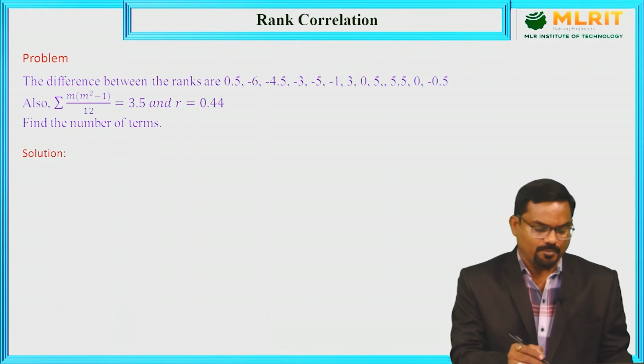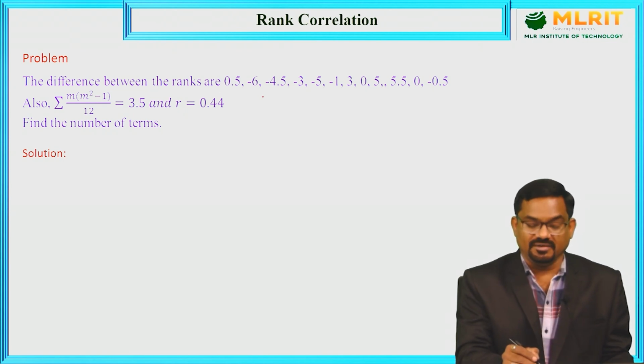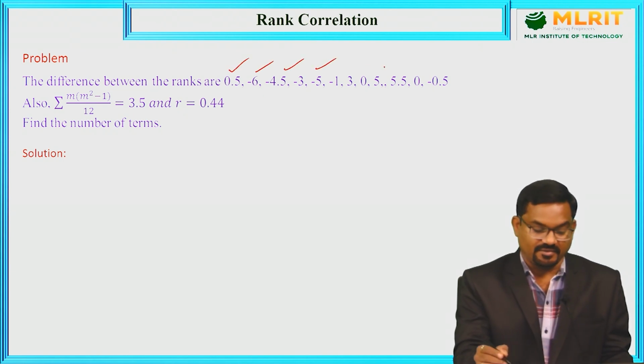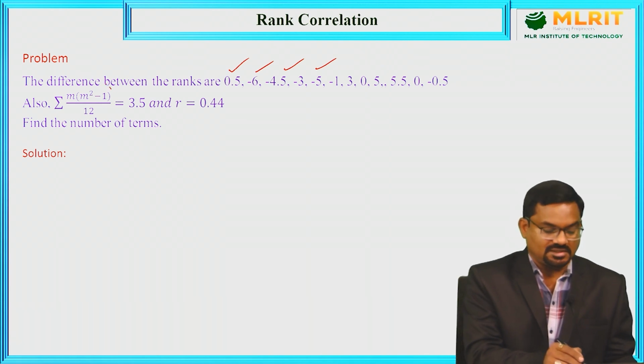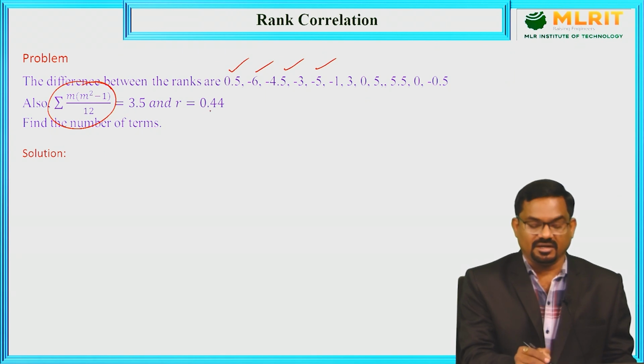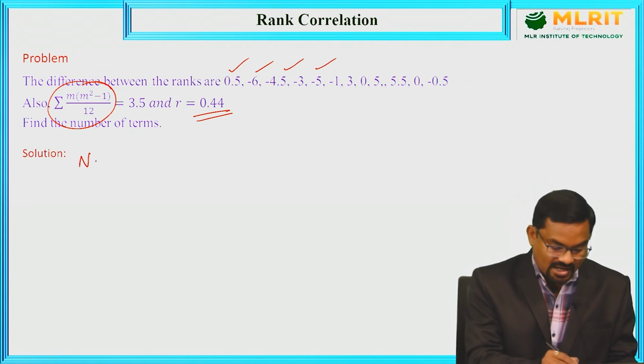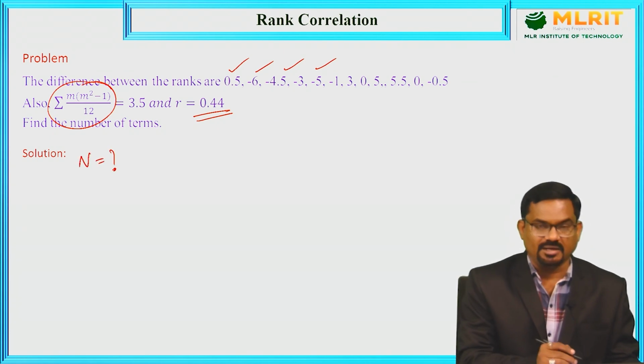Let us solve one more problem. In the second problem, the differences between the ranks are given. Also, the sum of m into m square minus 1 by 12, that is also given as 3.5, and rank correlation coefficient is given as 0.44. Find the number of terms. So, we need to calculate capital N. How many terms are given?